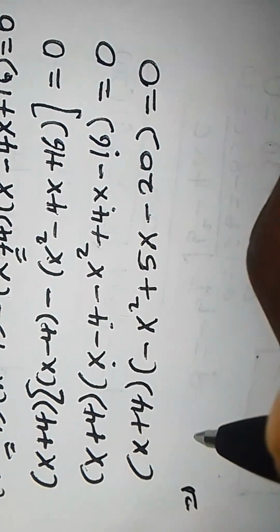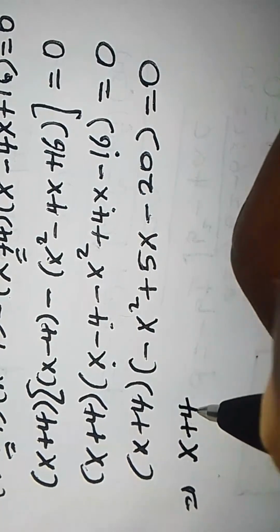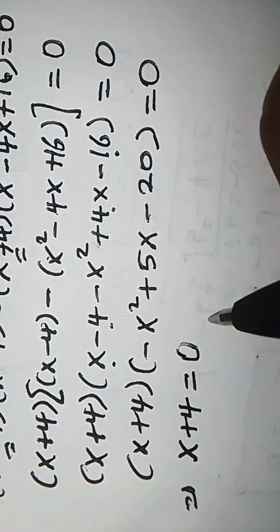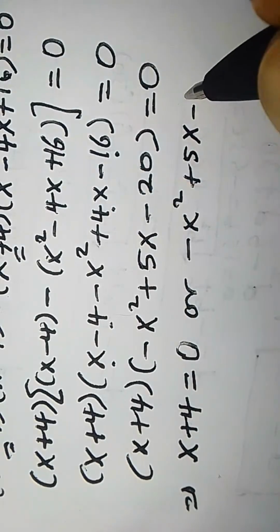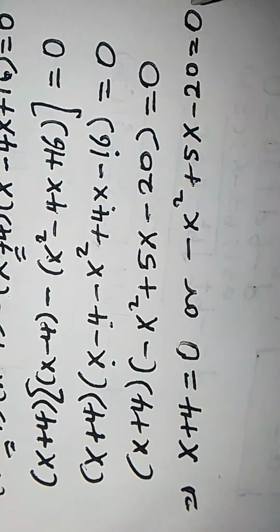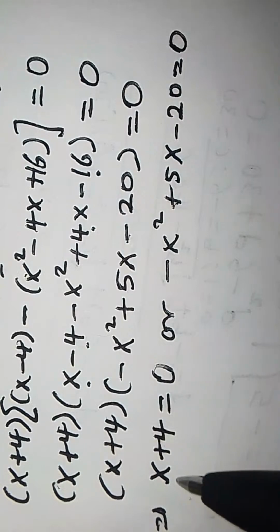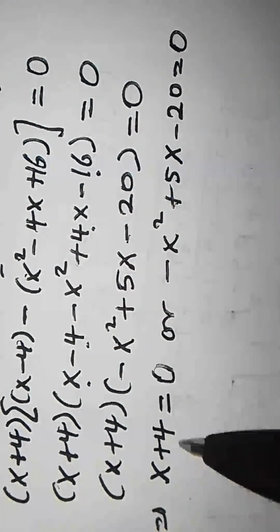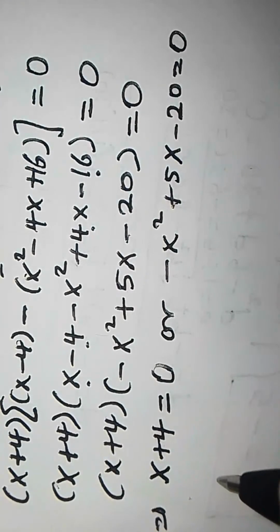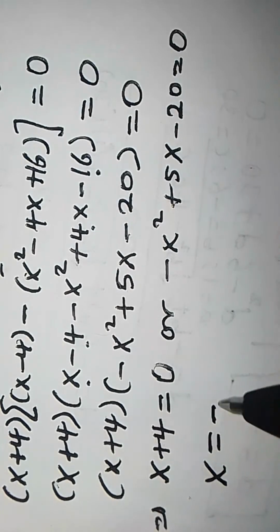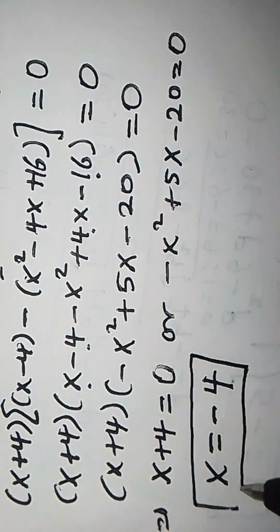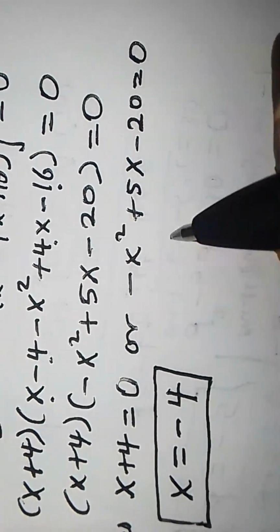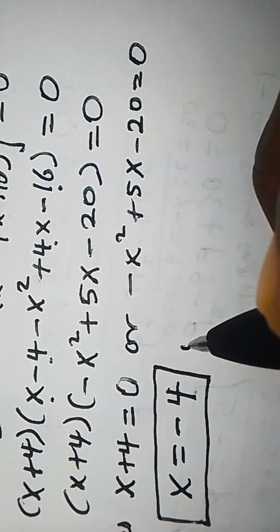This means that x plus 4 is equal to 0 or minus x square plus 5x minus 20 is equal to 0. From this line, it is obvious if we move 4 to the right hand side, x is equal to minus 4. This is the first solution. Now, let us consider this quadratic equation.